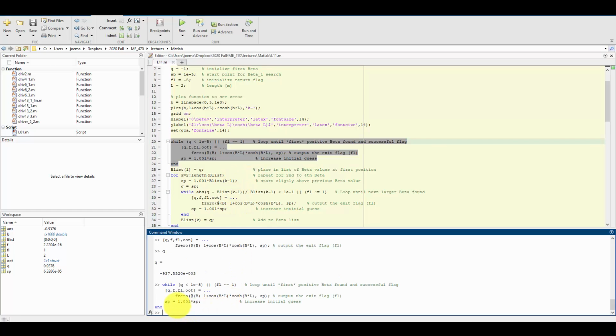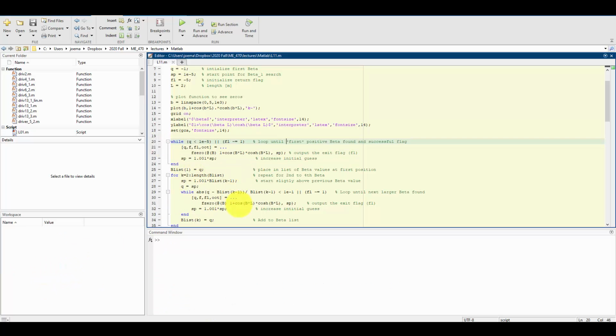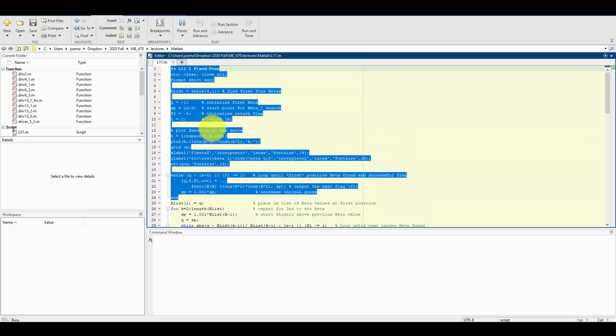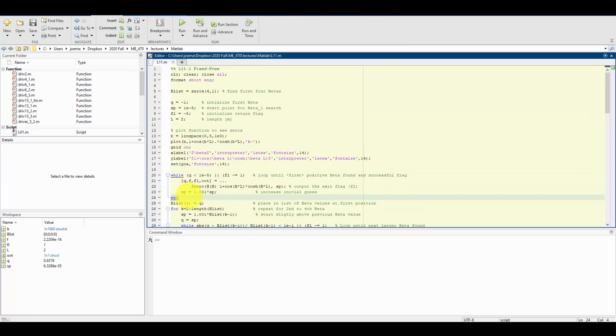Right, so it ran, and you'll notice my start point has increased from that initial 1 times 10 to the negative 5th. It cut out of the while loop when it reached 6. So if I run everything up to and including this while loop to completion, let's see what it finds for that first value. Let's look in the workspace over here. So the while loop stopped, and we have found q is 0.9376.